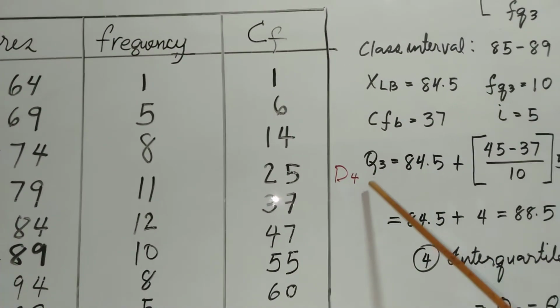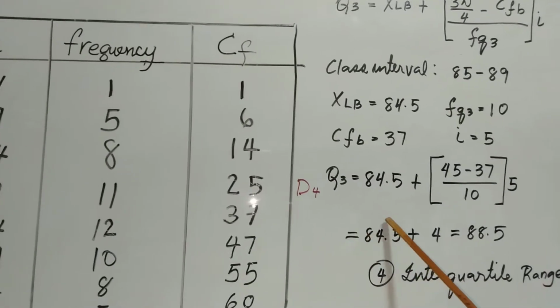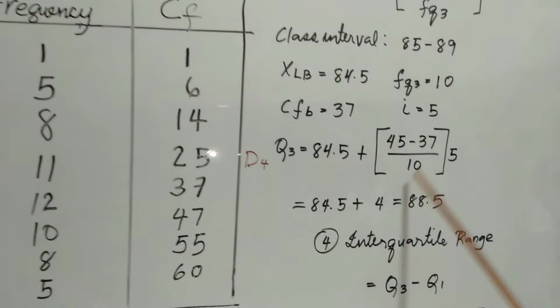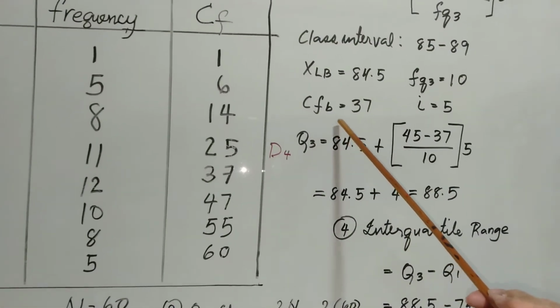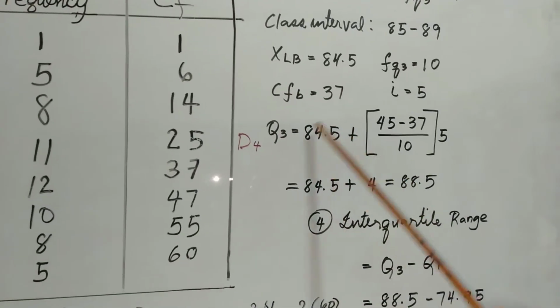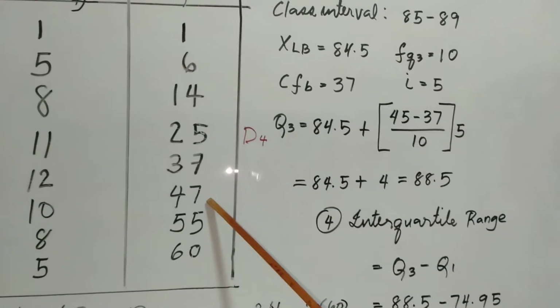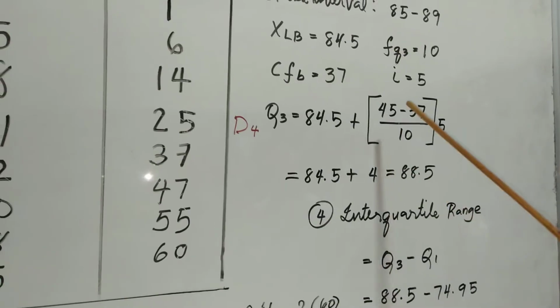And the index, from 85 to 89, is similarly computed to be 5. Substituting all these values. By the way, the cumulative frequency to be used is 37, that is below the third quartile frequency. So we're going to use 37 and 45.